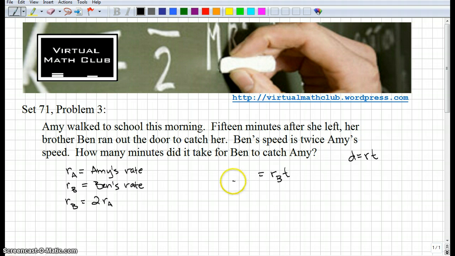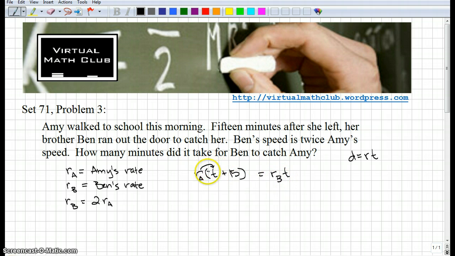And Amy has a 15-minute head start, okay? So her distance from home is equal to her rate times (t plus 15), okay? So she's got a 15-minute head start. She's already been walking for 15 minutes. So the distance she traveled in that 15 minutes is her rate times 15. And then we can add the distance she travels over the time that Ben is running. So you can think of it that way.